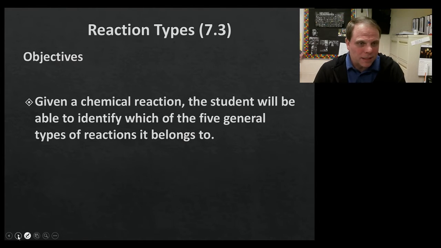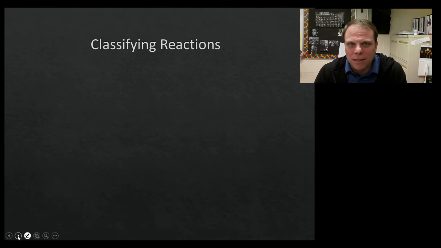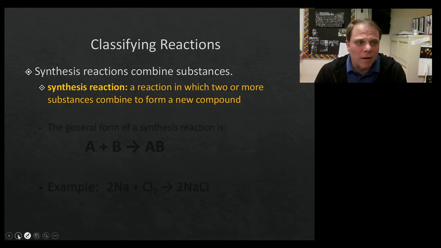Okay, so as we get going here today, our objectives. This is 7.3, to be able to identify which of 5 general types of reactions a given chemical reaction belongs to. We could talk about another one called oxidation reduction. We're not going to talk about that, but we'll talk about 5 other types. So let's talk about our reactions.